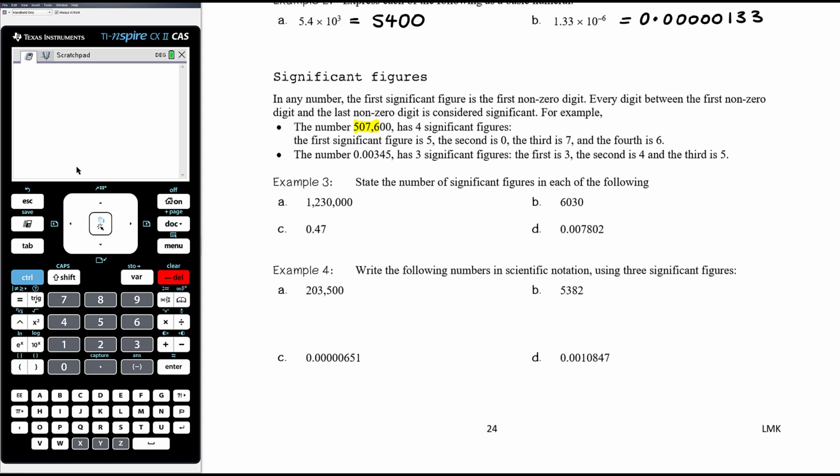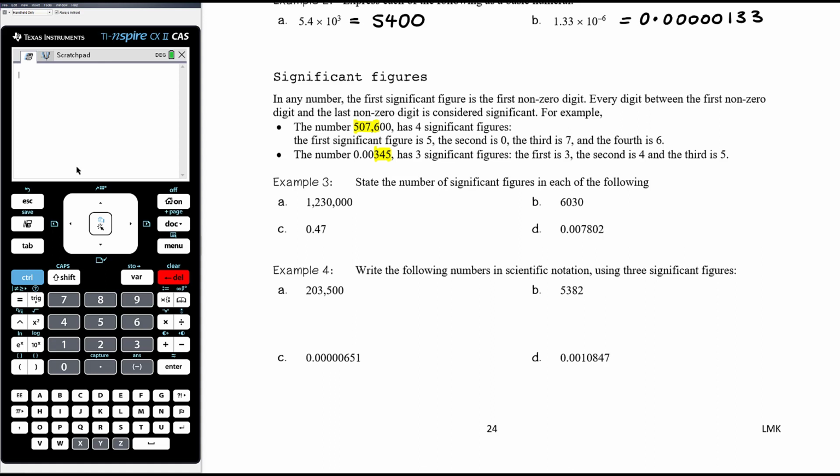The number 0.00345 has 3 significant figures. So the first non-zero digit in that number is the 3, the last non-zero digit is the 5, okay, and so all the digits between those are significant. So 3, 4, 5 are significant.